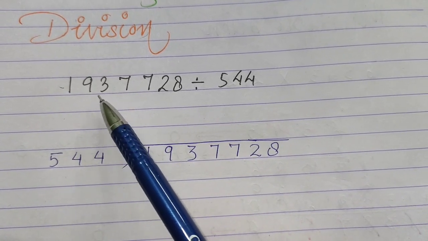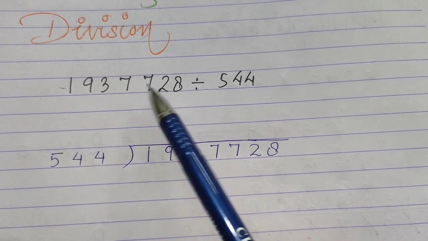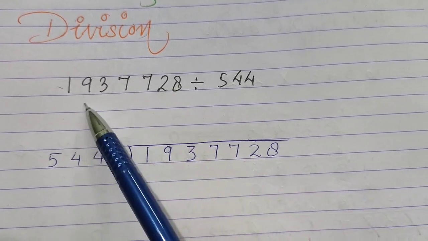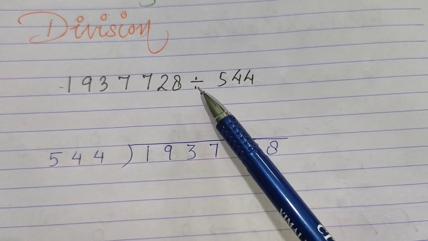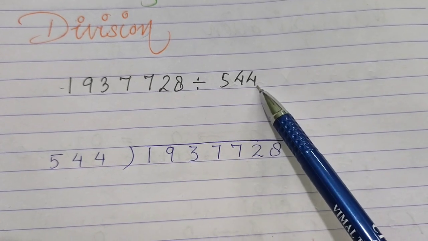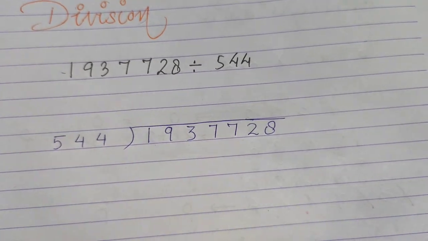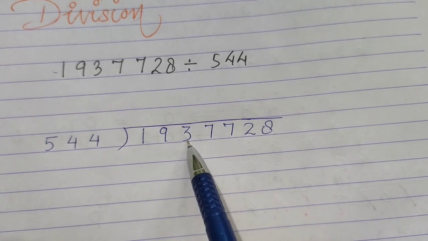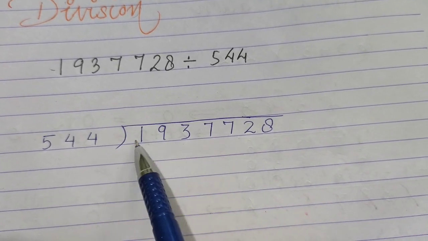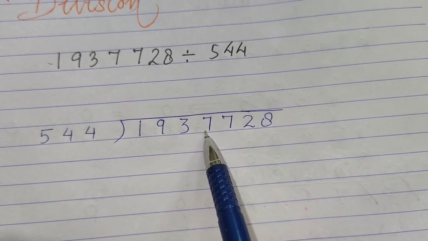1937728. That means 19,37,728. That's quite a big number. Just focus. How do we do it? It is to be divided by 544. In a proper setup, we will write this. The first 3 digits are smaller, so we'll take up the first 4 digits.